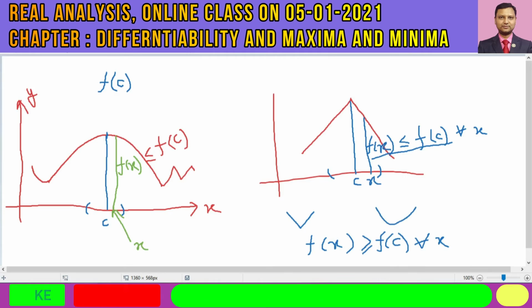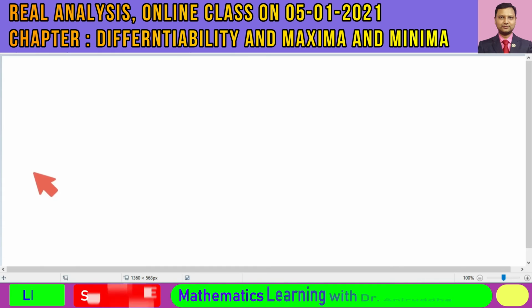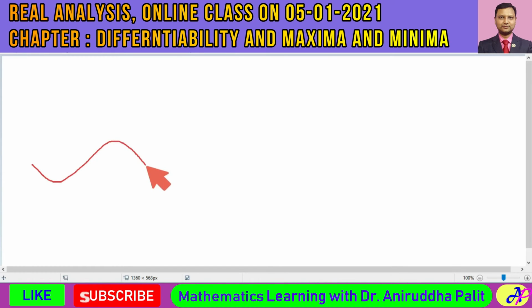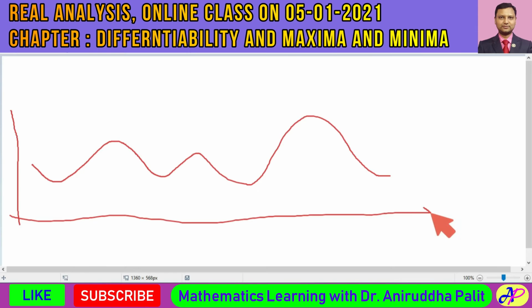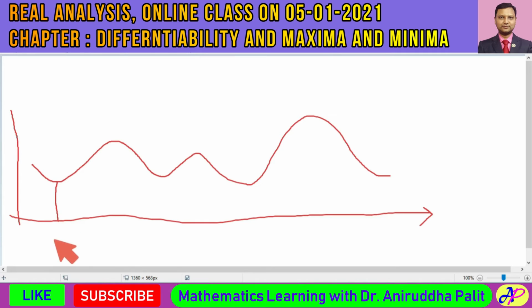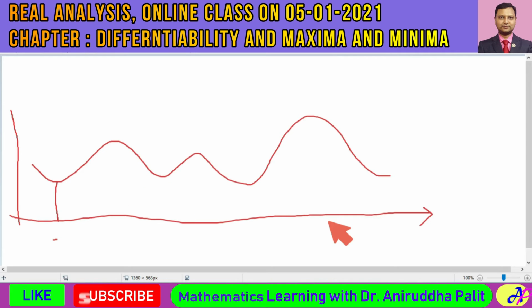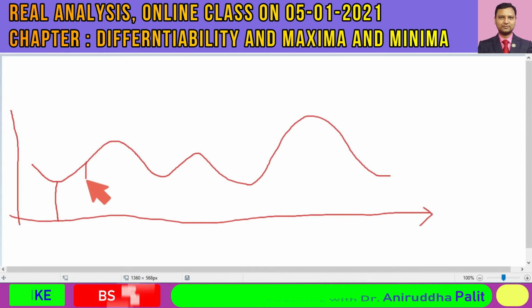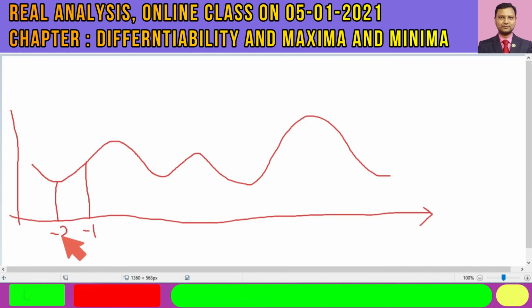Let me clear this one. Suppose the function is this kind of function. This is the y-axis, this is the x-axis. Suppose this is the first value, x equal to -2, then x equal to -1, and so on.